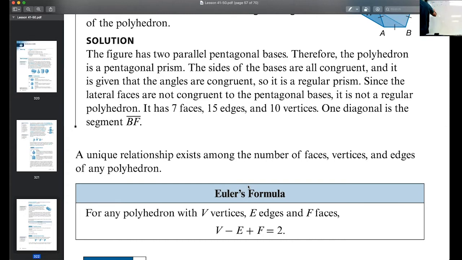Okay, so here's example 4. How many faces does a polyhedron with 12 vertices and 18 edges have? We're solving for F.